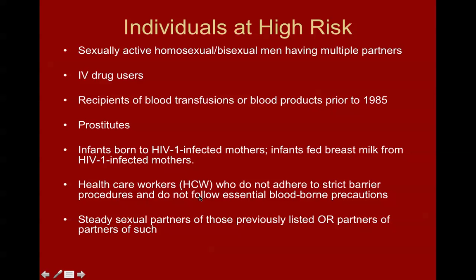So sexually active, multiple partners, IV drug users, recipients of blood transfusions or blood products prior to 1985. HIV was not being screened for in blood transfusion materials until 1985. Prostitutes, infants born to HIV-infected mothers or breastfed. That goes back to the transmission in the slide before. Healthcare workers who do not adhere to strict barrier procedures and follow bloodborne precautions. That's not us, hopefully. And then steady sexual partners of any of the above, or partners of such.